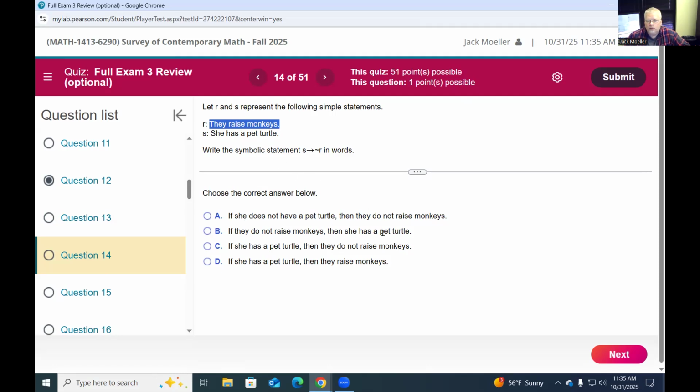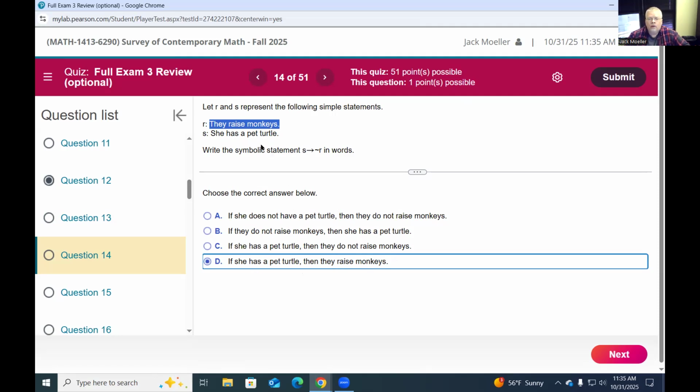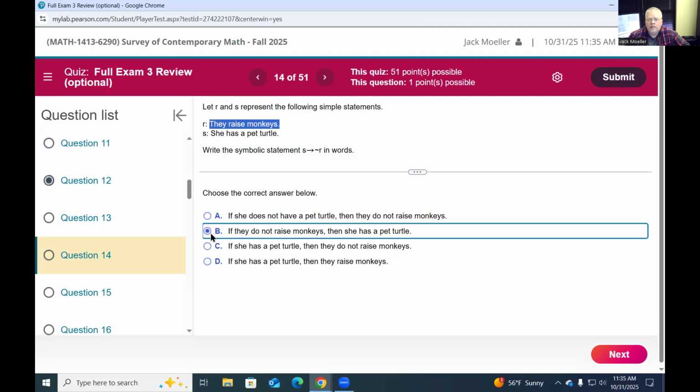So then look for anything, like D. They raise monkeys. There is no not, so it cannot be D. Okay, so process of elimination here. So if S, it means she has a pet turtle. So notice it can't be B because the if is on not raising monkeys. So it can't be B because they're in the wrong order.